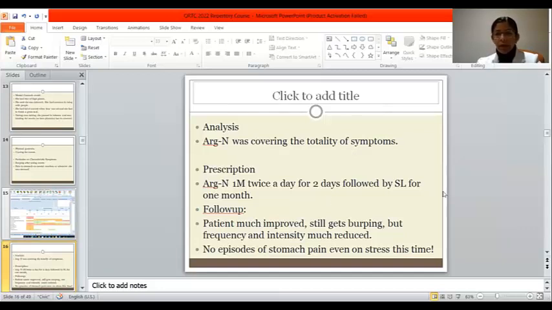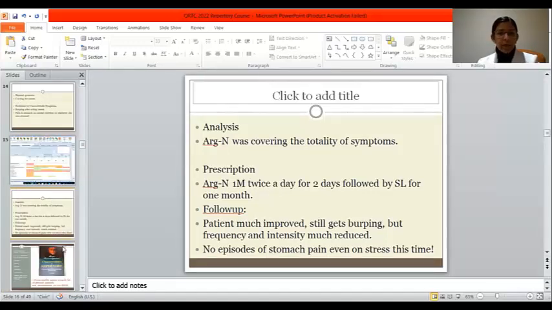After a month's follow-up, the patient was much improved. Still, she was getting burping, but the frequency and intensity had reduced. There were no episodes of stomach pain, even on stress this time. She was continued on Argentum nitricum for a few months, and the dose was repeated only twice in 4 months' time, and the patient improved significantly. She did not have any burping and other issues, and the gastritis symptoms were solved.